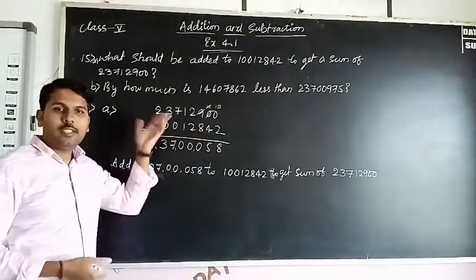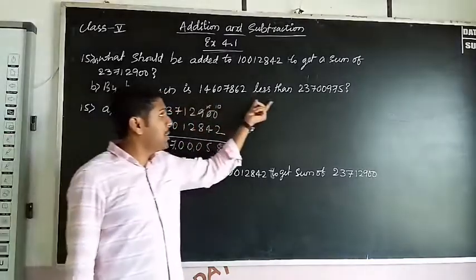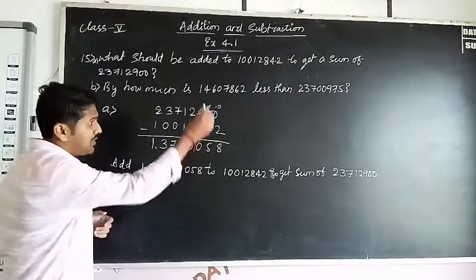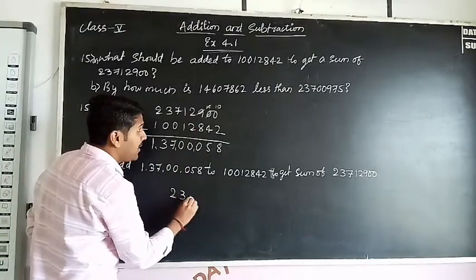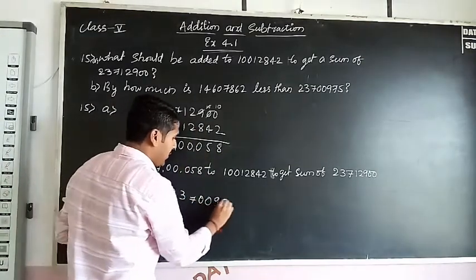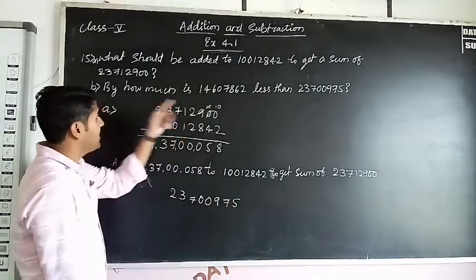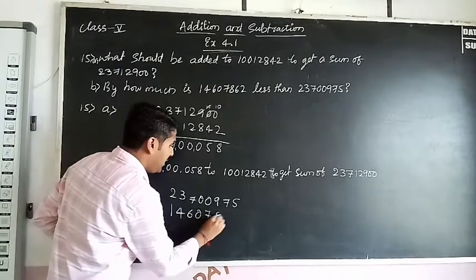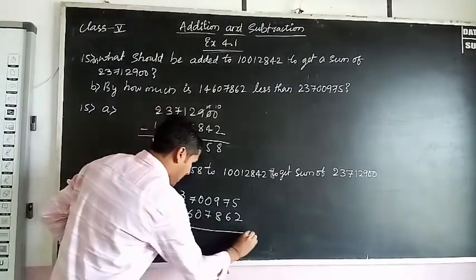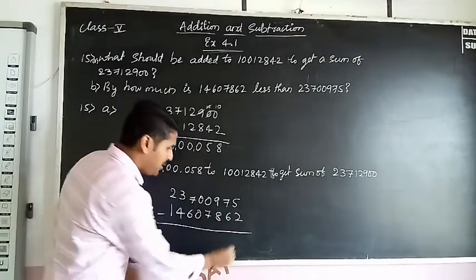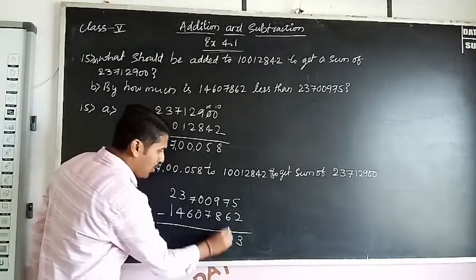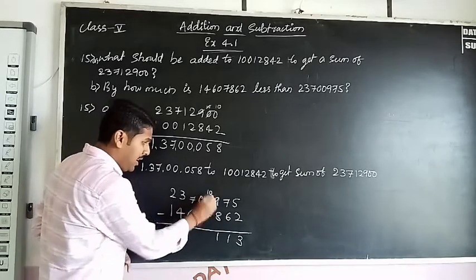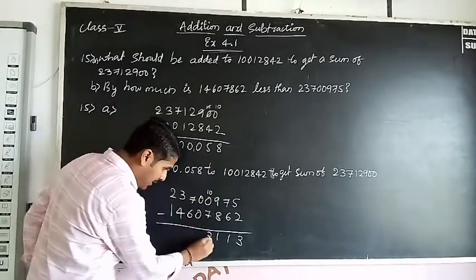So next one, by how much is this number less than this number? So just subtract, you will get the answer. So first write down the number 237009755. Next this number 146078662. So subtract it. 5 minus 2, 3, 7 minus 6, 1, 9 minus 8, 1. So here 0 is there. So take it 10. 10 minus 7, 3.